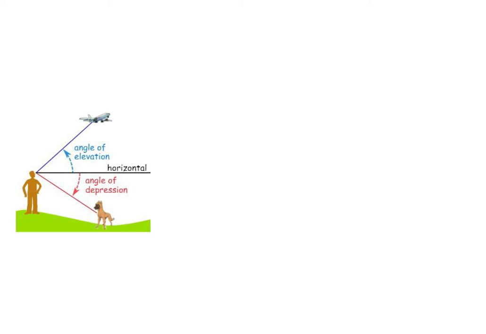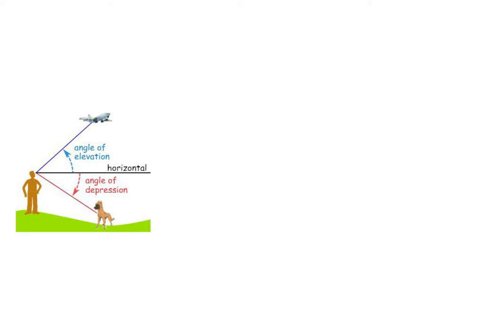SOHCAHTOA, or your trigonometric functions, are used in a lot of things that we don't even realize. GPS uses a lot of trigonometry. Airplane pilots use a lot of trigonometry. Air traffic controllers, CSI might be using some of this trigonometry, and we're going to see a few real-life examples where you can calculate simple trigonometric ratios. So first you need to understand what an angle of elevation or depression is.